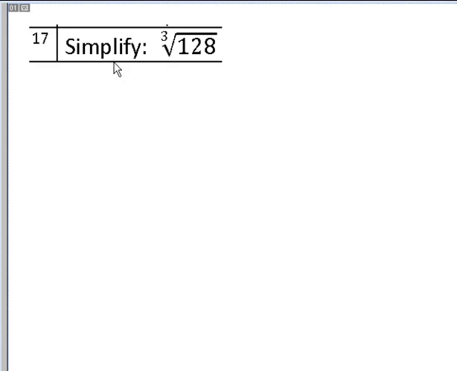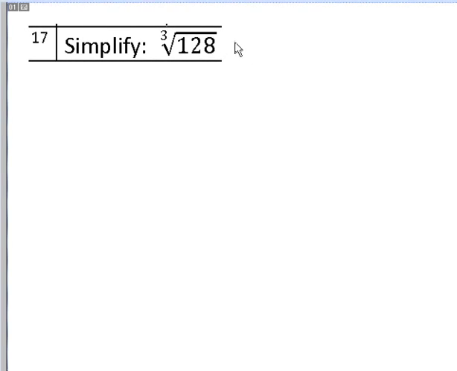Number 17, we're simplifying the cube root of 128. So let's factor this. 128 is not a perfect cube. We try factoring it. We try to divide by 2. All right, and it is divisible by 2. 128 divided by 2 is 64.